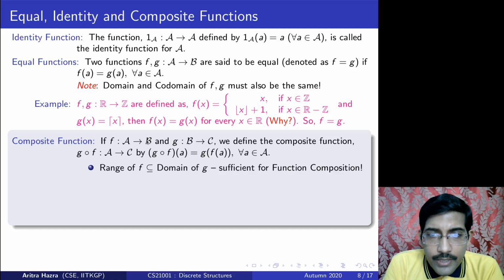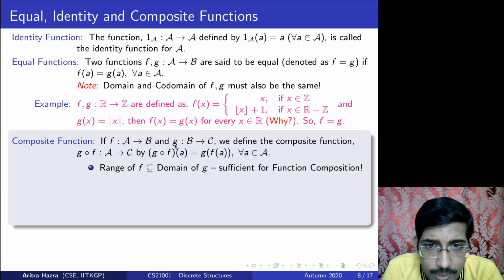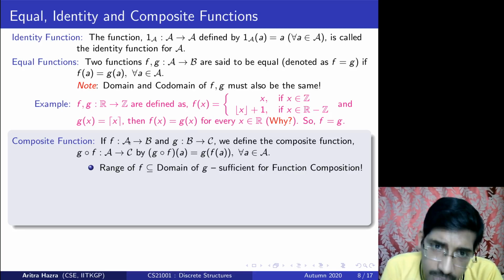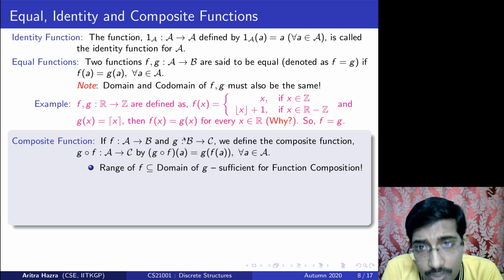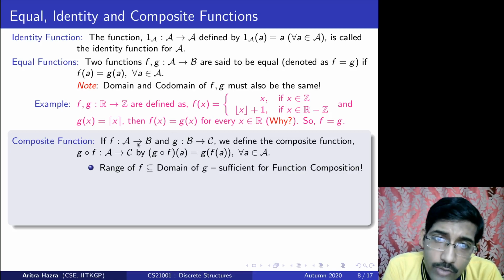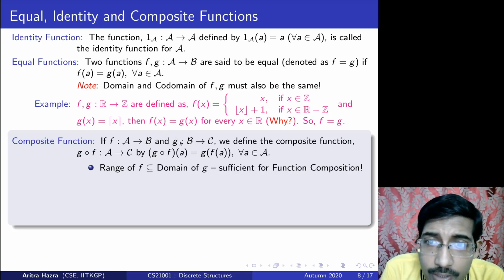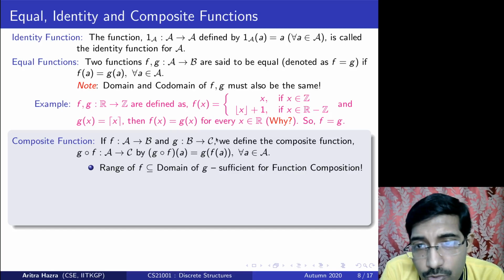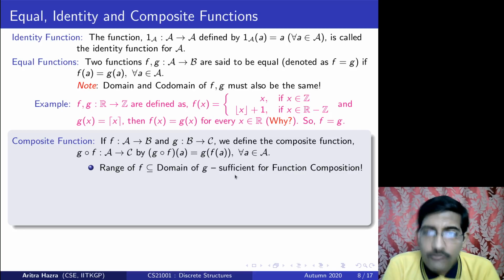It is not the case that your codomain should always be the domain of the next function that you compose on. It is sufficient if the range of F, that is F of A that you get in B, matches the domain of G, or rather the range of F is a subset of the domain of G. Only then is it qualified, because I only want to transfer this function to a different domain and associate it with C. So the range must be a subset of this domain. It is sufficient for function composition.